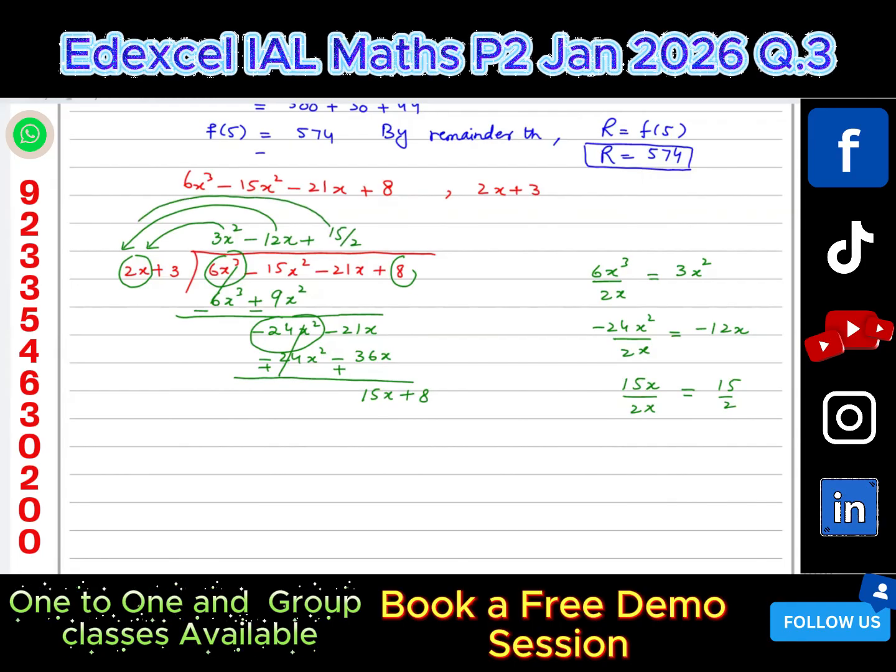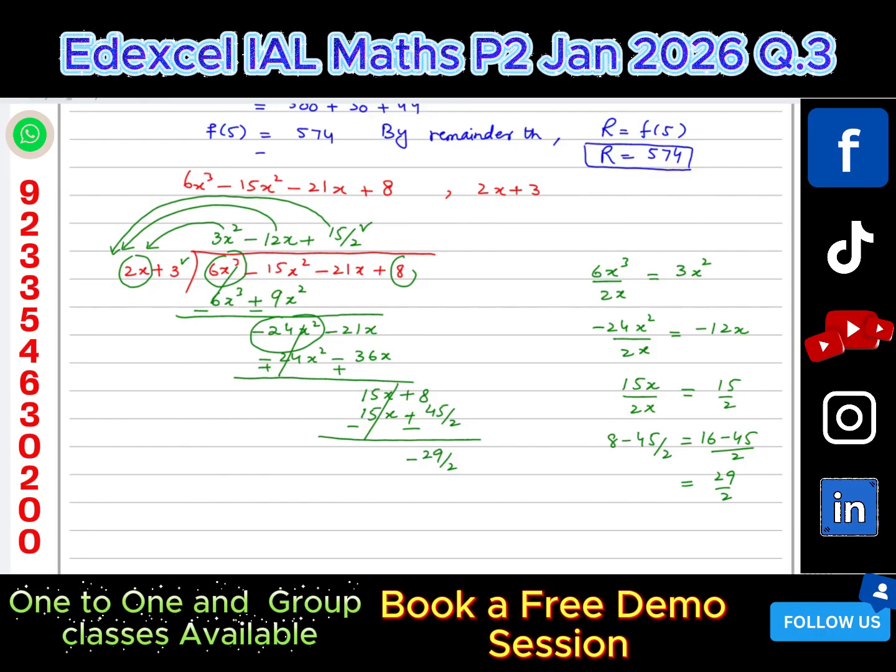Multiply this term to whole of the divisor. 2x multiply 15 by 2 gives 15x plus 3 multiply 15 by 2, 45 by 2. Now again subtract by changing the sign. This is equal to 8 minus 45 by 2. 8 minus 45 by 2, which is 16 minus 45 by 2. And this is equal to 29 by 2 with negative sign, which completes this long division.